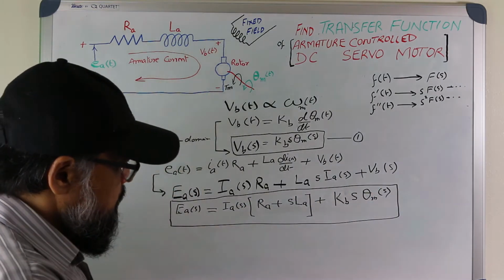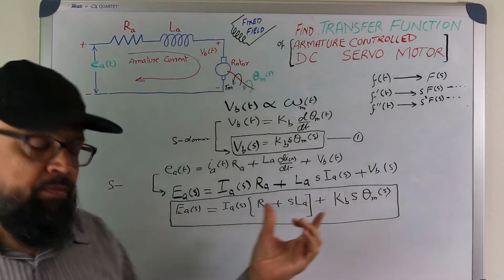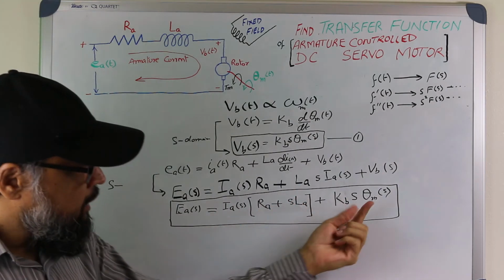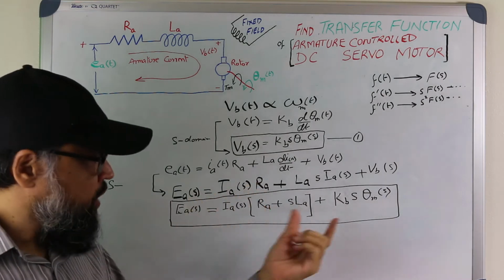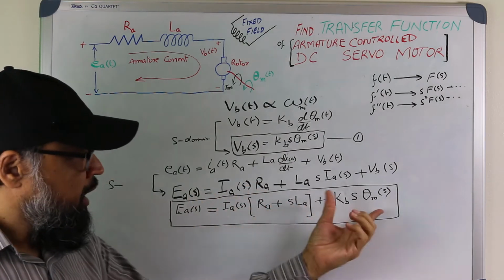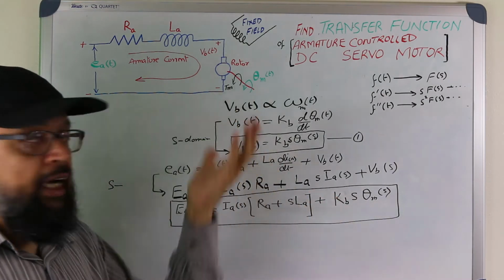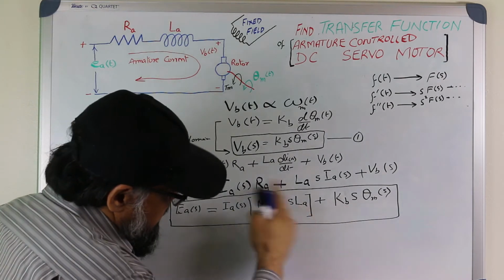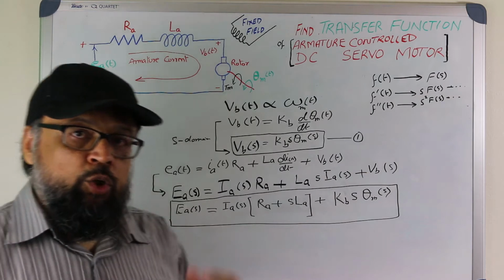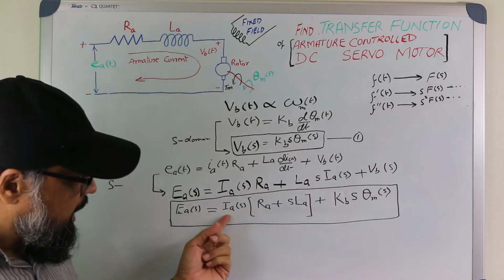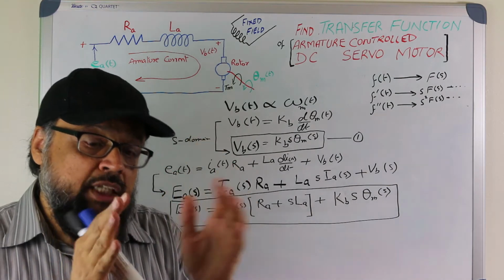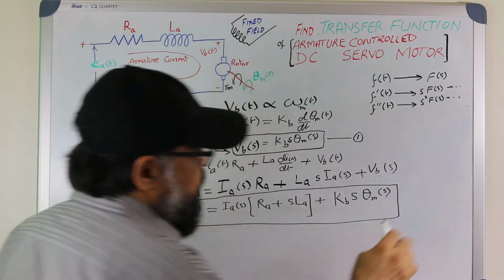Now, in this equation, we want something with theta M(s) common from these two terms, so that we can take the ratio of these two to get the transfer function. But we don't have any theta M(s) here. So what we can do, there is an armature current, and now we are going to step number 3. So this was step number 2.